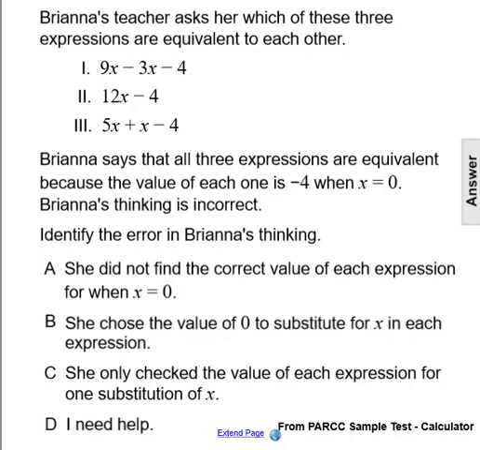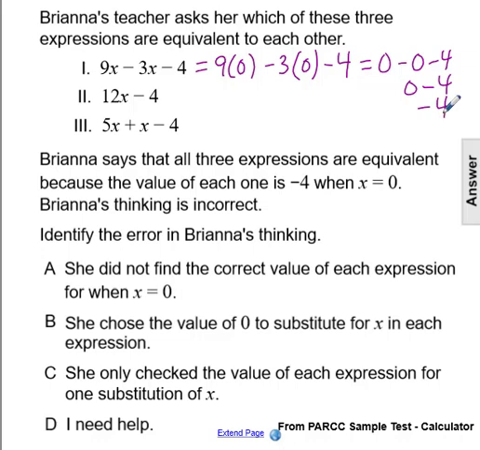So the first expression, we have 9 times x, so instead of 9x, we'll substitute that variable with 0. So that would be 9 times 0, then minus, instead of 3x, we'll have 3 times 0, and then minus 4. So 9 times 0 is 0, 3 times 0 is 0, and minus 4. So 0 minus 0 is 0, minus 4 is negative 4. So we do get the value of negative 4 in that first expression when x equals 0.